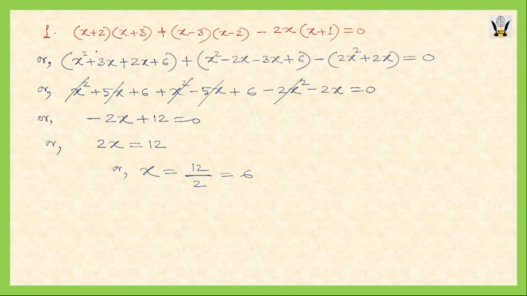Means now if on the left side of this equation, or in this algebraic expression, we put the value of x as 6, then the final simplified value of this algebraic expression will be 0, and that's what we mean by solving a linear equation or any kind of equation.